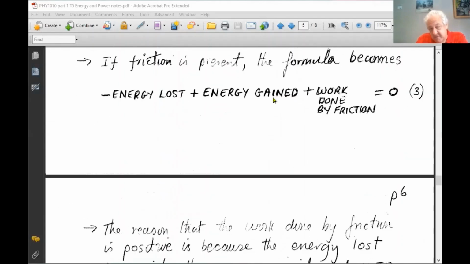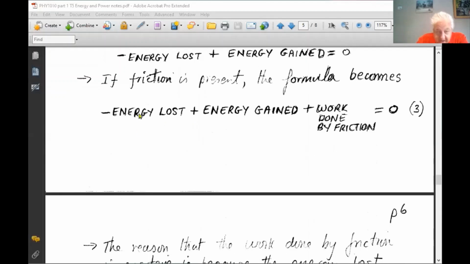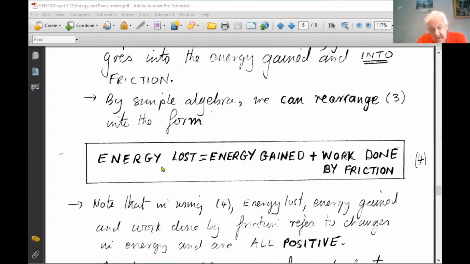Now this is an important point. I think many of you in your lectures write your equation like this, equal to 0. And then you make the energy loss negative and the energy gain positive and the work done by friction positive. But what I like to do is a simple algebraic thing. Let's take the energy loss across the equal sign. So I take it across the equal sign, and the minus, by the rules of algebra, becomes a plus. And then all I've done here is to write the equation the other way around. So energy lost equals energy gained plus the work done by friction.